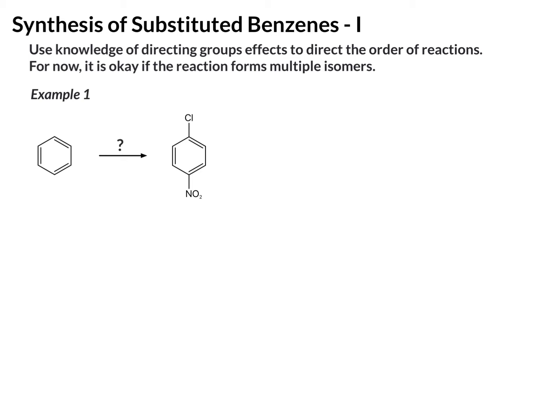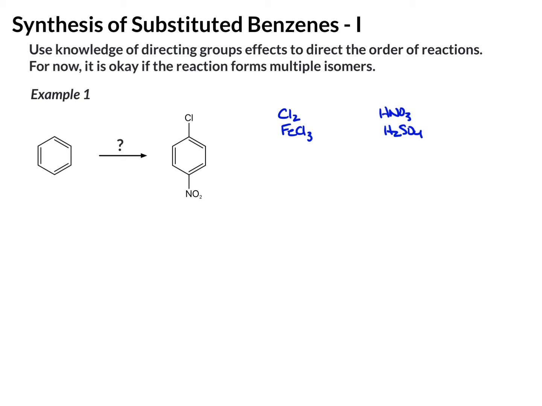So in this first example, we want to start with benzene and prepare para-chloronitrobenzene. So if we look at this product, we know the reactions we're going to need. We're going to need to do a chlorination, and we're going to need to do a nitration. So we know the two things we need to do, but we need to figure out the order. That's kind of the important thing here. Well, in this case, it's simple enough.